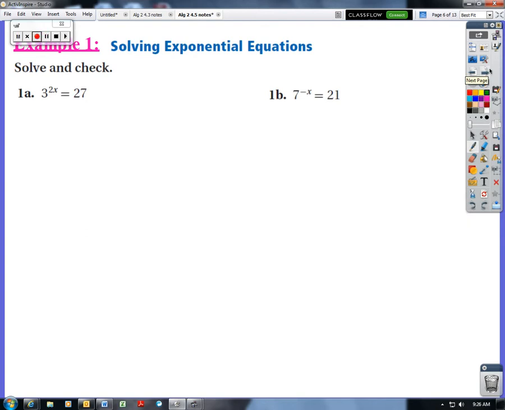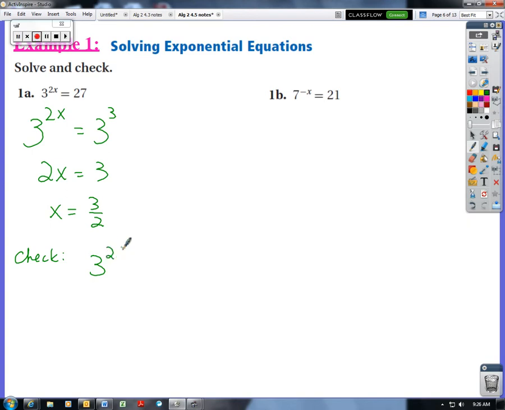So this first one, I would say we could rewrite those both with a base of 3. The left one is already base 3. And then 3 to the third is 27. Now we have identical bases, so we know the exponents have to be identical. Divide by 2, and we get 3 halves. We're going to check it. So when you check, go back to your original. 2 times 3 halves, question mark, it's a check. 2 times 3 halves is the same as, these 2's cancel, that's the same as 3 to the third. Yeah, 3 to the third is 27. So we did it correctly.